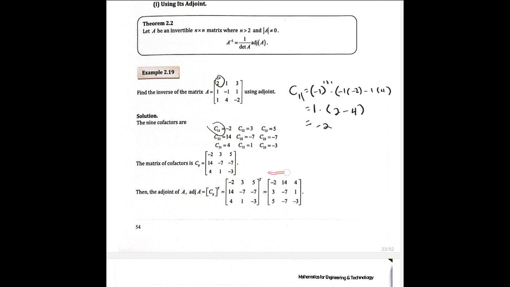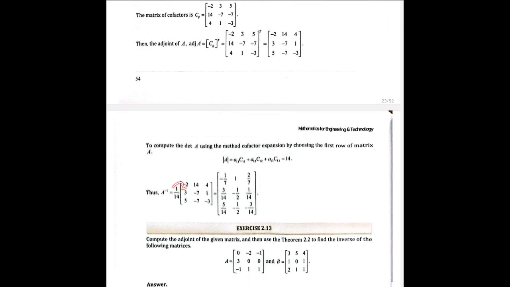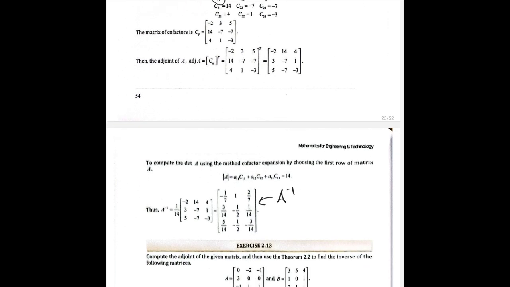Now that we have the adjoint, we can proceed by multiplying 1 over its determinant to the adjoint, which is simply like a scalar multiplication. So 1 over 14 times negative 2, 1 over 14 times 14, 1 over 14 times 4, and so forth. This will give you this new matrix, which is the A inverse of the original matrix above. That is how you find the inverse of a matrix using the adjoint.